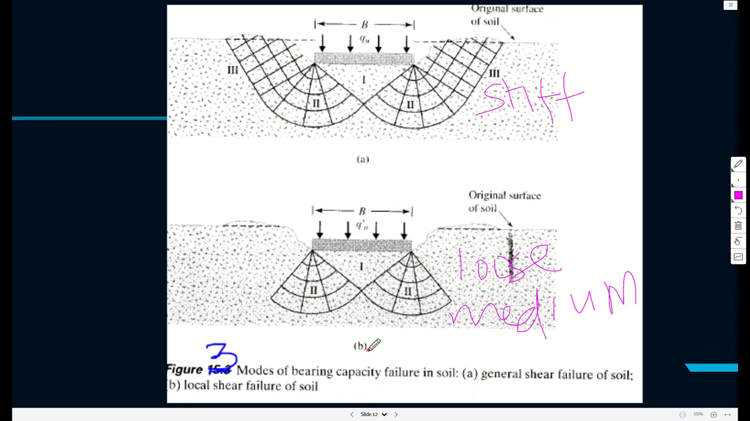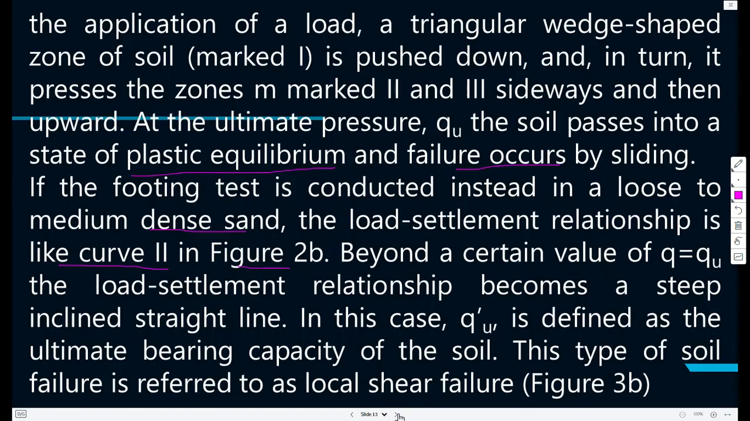So when you design a foundation, first you need to determine whether the soil is stiff or loose, because that will determine whether you use the formula for generalized shear failure or local shear failure. If the soil on site is stiff, you use the formula for generalized shear failure. If the soil is loose, you should use the formula for local shear failure, because that is the most likely mode of failure.